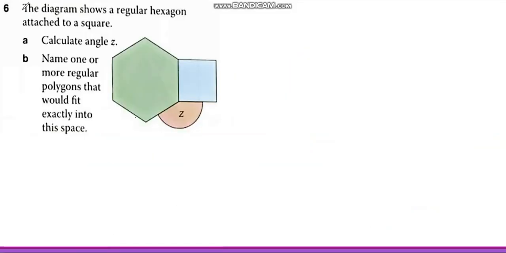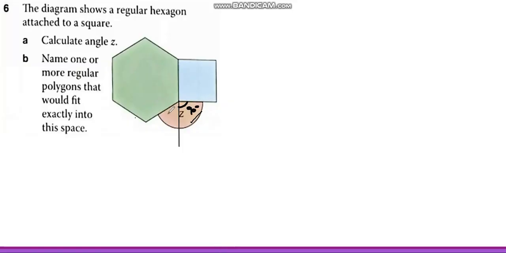In question number 6, the diagram shows a regular hexagon attached to a square. We have to calculate the angle z, and we also have to name one or more regular polygons that would fit exactly into this space. So let's first find the size of z. Again, we can extend the side of the square, which is actually a perpendicular side, so that can give us 90 degrees at this point. This is 90 degrees.